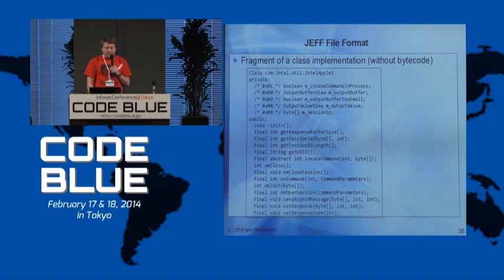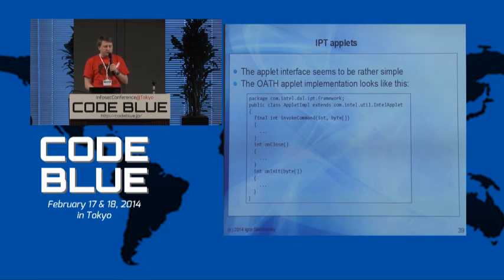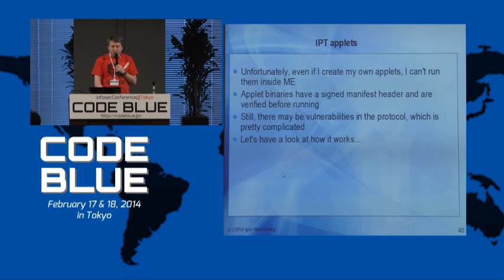So for example, this is the interface which is used to implement the applets which are loaded inside. You can see that there are some methods that you can implement in this. And this is one of the applets that Intel provides for implementing the two-factor authentication. And you can see that it implements the methods invoke command, on close, on init, and so on. So this is quite convenient, I guess, to write the applets for this management engine. However, these applets are, again, signed. I cannot write my own. Well, I mean, I can write, but I cannot run them because the firmware will reject them.